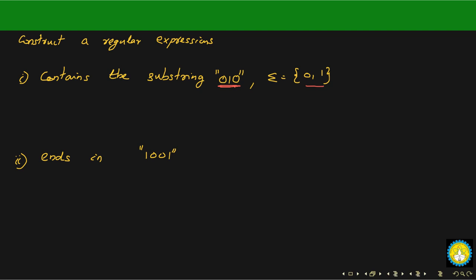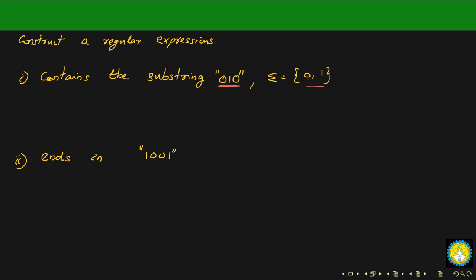So there is no restriction that you should start with 0, 1, 0, or end with 0, 1, 0, or that you should see exactly 0, 1, 0 in the middle. There are no such restrictions. The only restriction is that the string should contain at least one occurrence of 0, 1, 0.